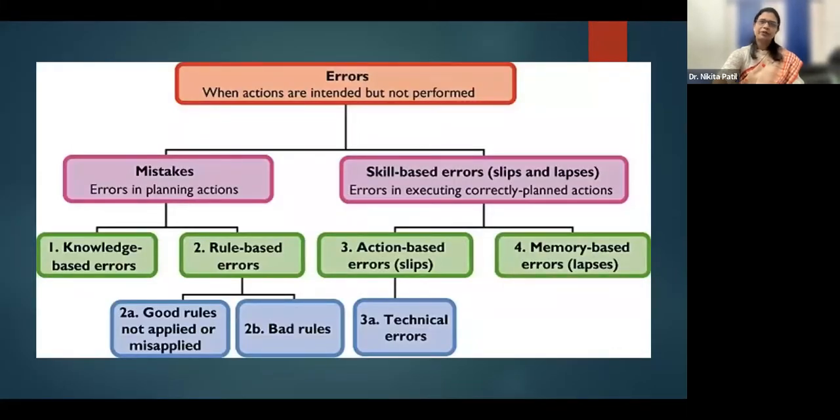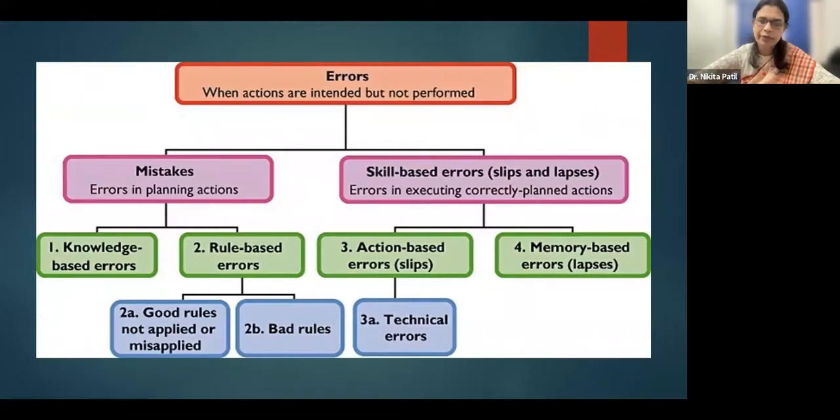These are again a few definitions, quite interesting. Errors are when actions are intended but not performed. Like I said, there are multiple types here again. Mistakes are errors in planning actions. There is an obese patient, with very high chances that the jaw may fall, and I had failed to put the airway on the trolley. So that is a mistake. Knowledge-based error: I know that for antibiotic prophylaxis it has to be given before the tourniquet is raised. So that is a knowledge-based error.